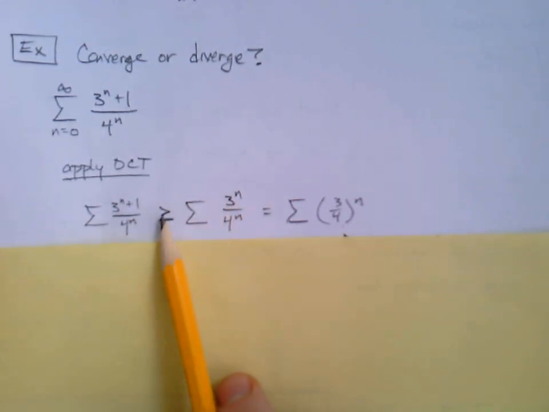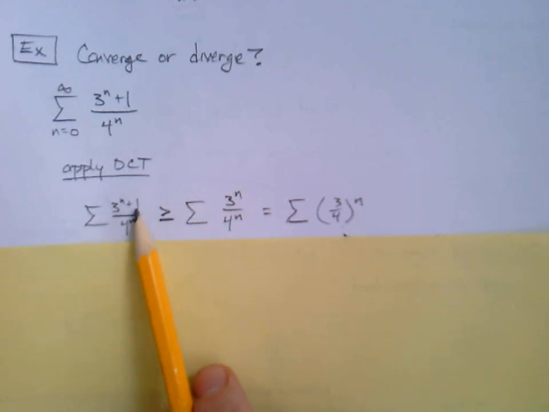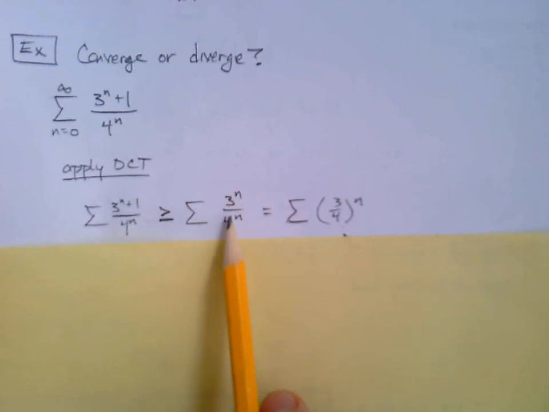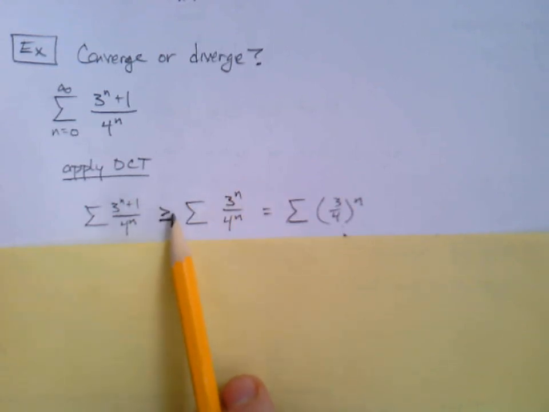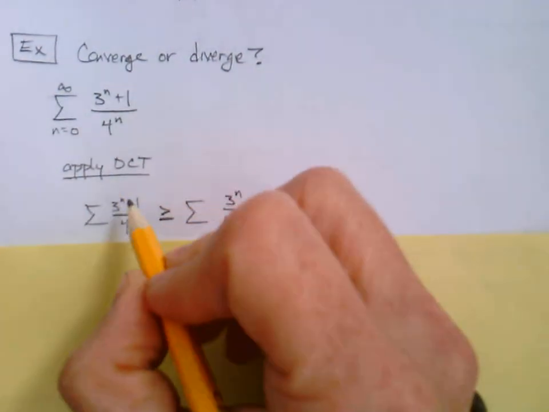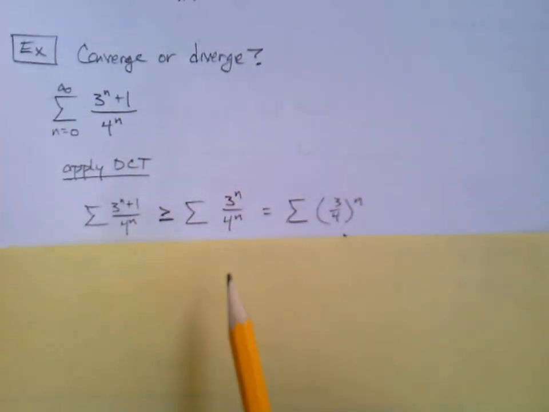And okay, I see that this one's bigger, right? Getting rid of plus 1 makes the numerator smaller, so this is smaller than it was before. This is the greater one, this is the smaller, okay. This is the bigger one.